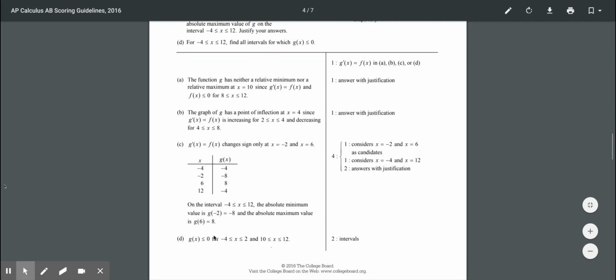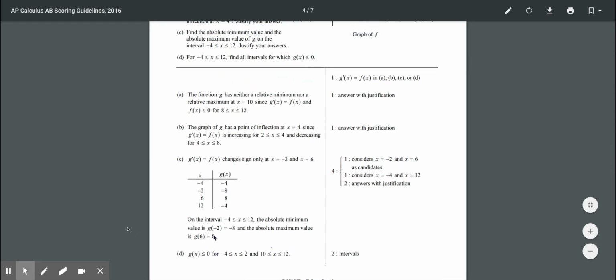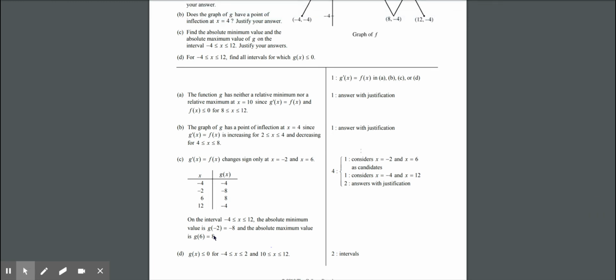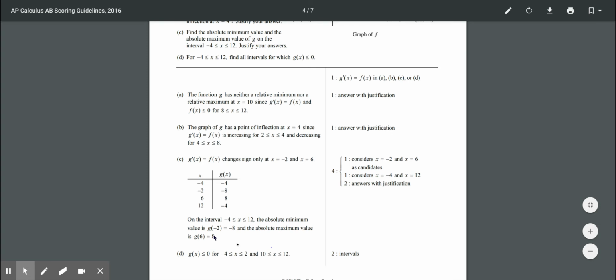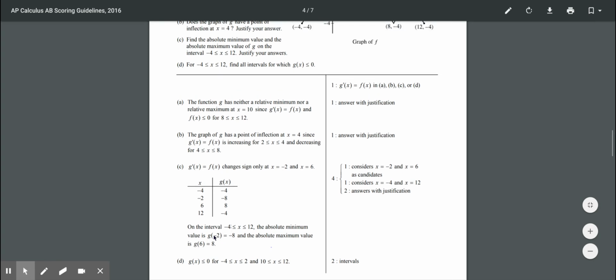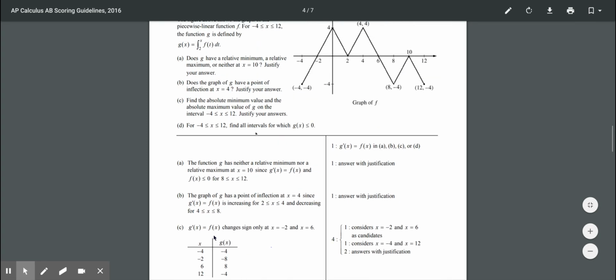Okay, last one. It threw most people for a loop, or at least just talking to them. It was the one that gave them the most difficulty. And so it says for -4 to 12, find all intervals for which g of x is less than or equal to 0. You have to be really careful with this one, right? And you have to really understand what it's asking you, which is not, I think, clear and obvious right off the bat.